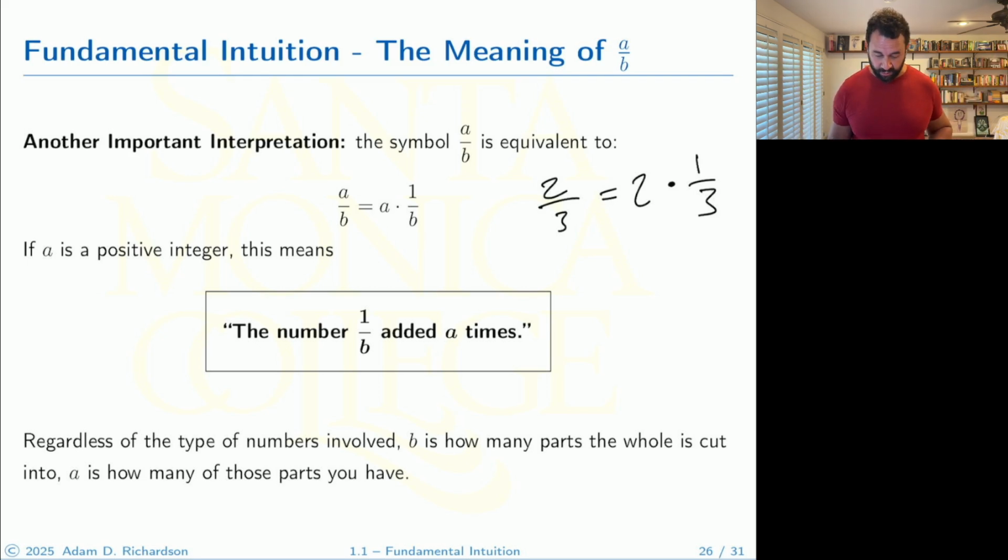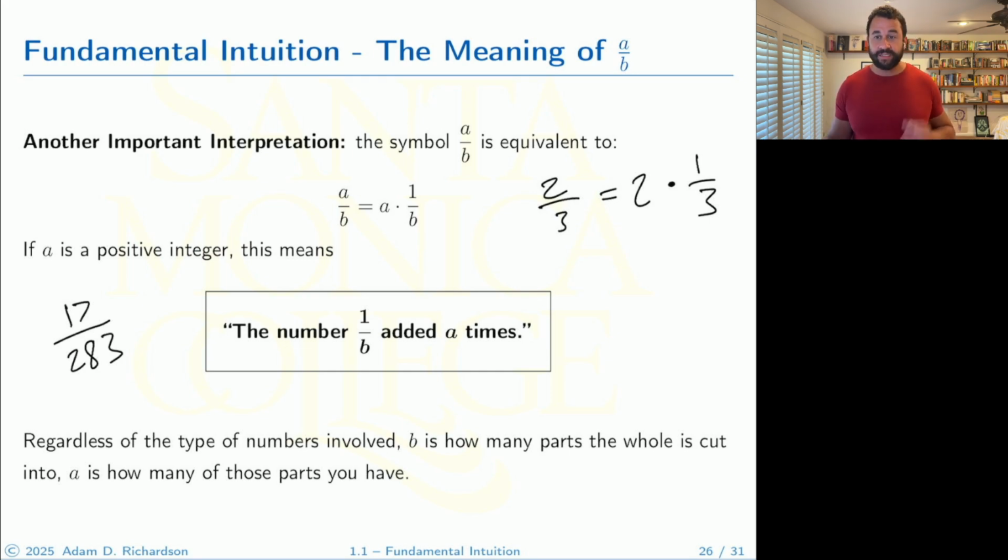Now, regardless of what numbers are involved, B is always going to be how many parts you're cutting the whole into, and A is how many of those parts you have. So even if you see some funky number like, oh geez, I don't know, 17 over 283, I can do better than that.